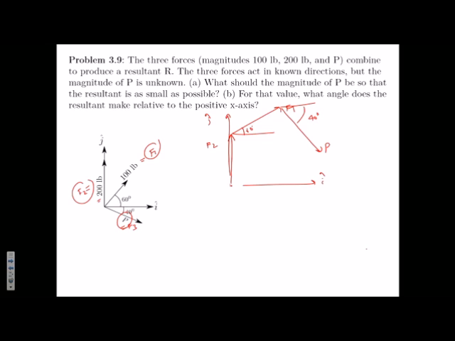Okay, so what is the resultant? Resultant would be, depending on what the length of p is, which we don't know, this will be the resultant. Let's call it r. Right? But we don't know what this length is. If this length is here, then that would be the resultant. If this length is here, then this would be the resultant. So when do we have the lowest length, smallest length for r? When do we have the smallest length for r?